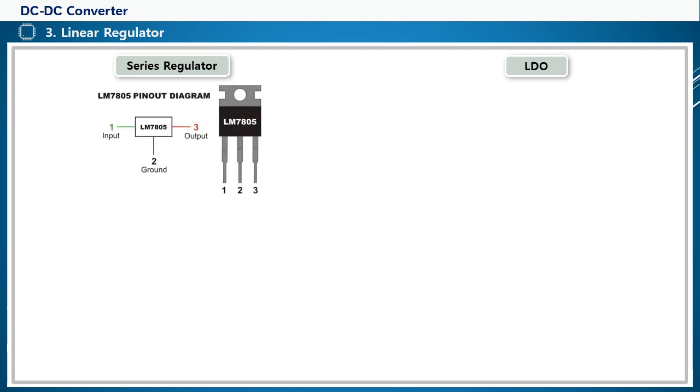Let's take a look at the 7/8 series, which is a linear regulator that has been commonly used since the old days. 7805 is 5 volts, 7809 is 9 volts, and so on. The 78 series is a regulator that outputs a constant voltage, and the 79 series is a device that outputs a negative voltage. The pins of this device have 3 terminals: input, output, and ground.